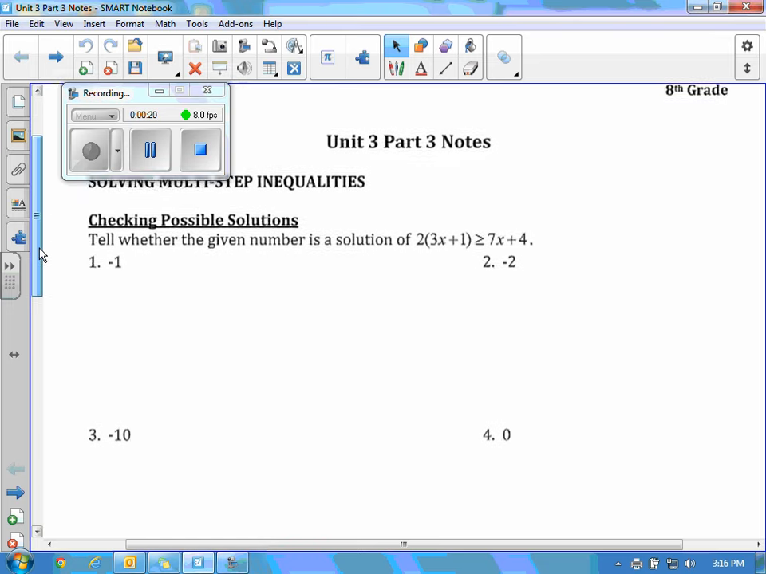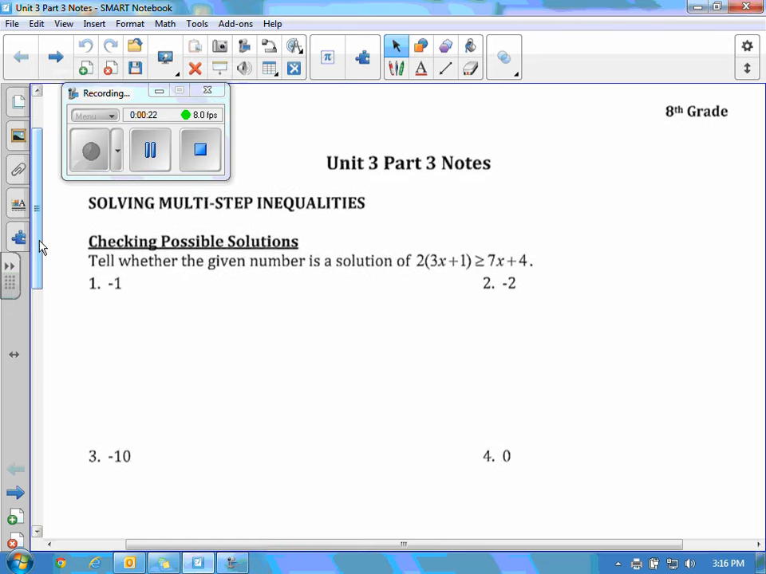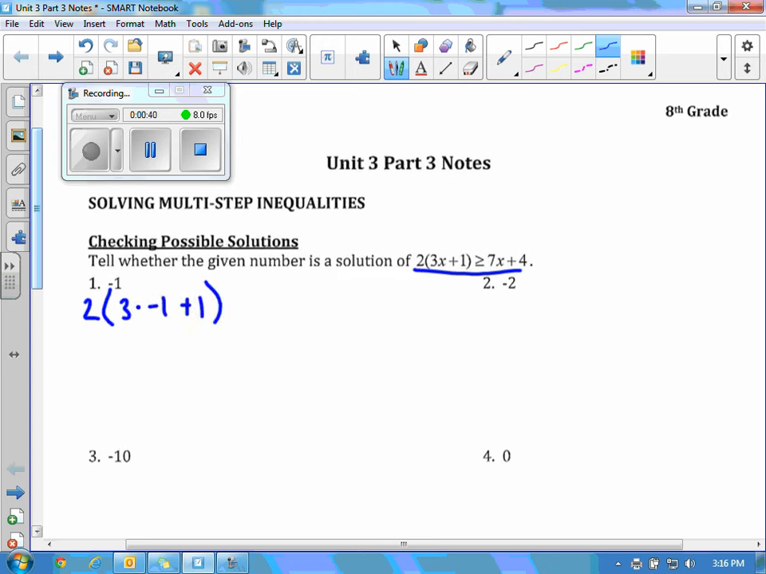So the first thing we're looking at is actually checking possible solutions, which we've done before. Again, this is where we're going to plug in a number for the variable and see if it works out. So let's look at our first example. We're plugging -1 into this inequality right here. So I have 2, and then in parentheses 3 times -1 plus 1, close up those parentheses, greater than or equal to 7 times -1 plus 4.